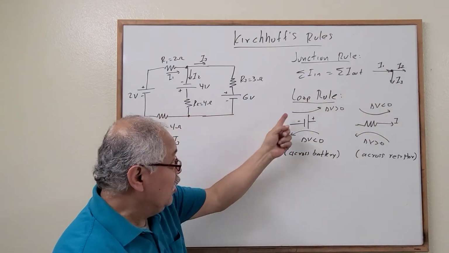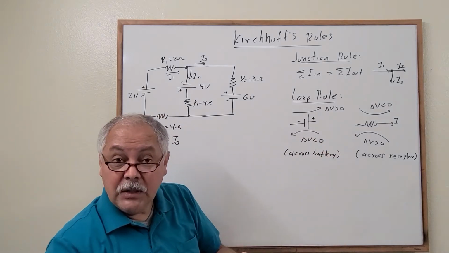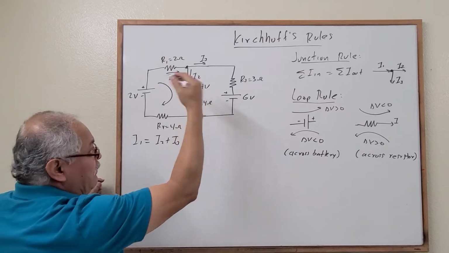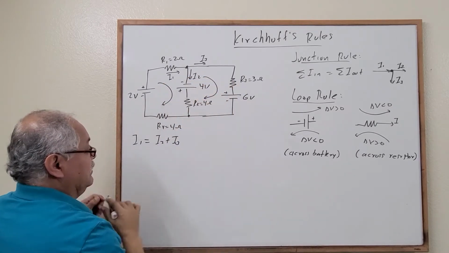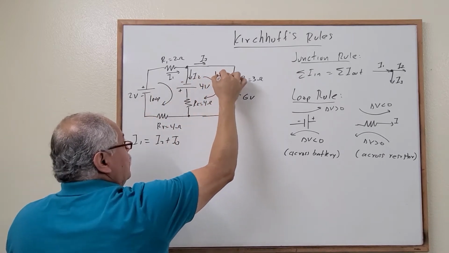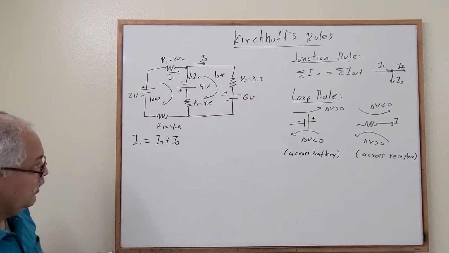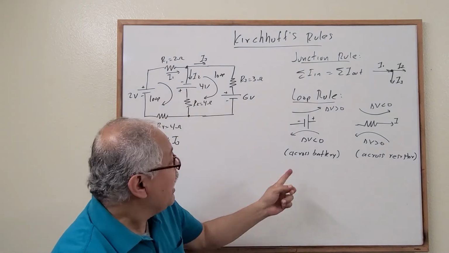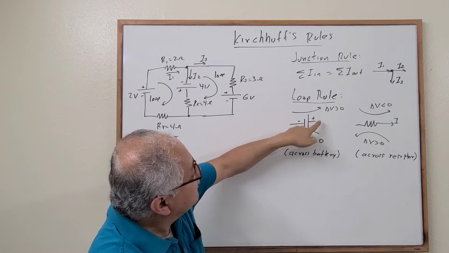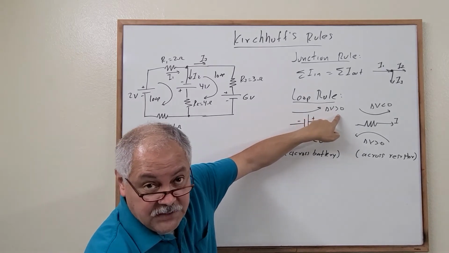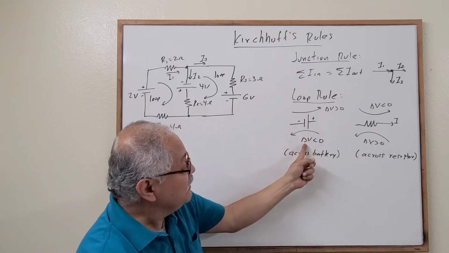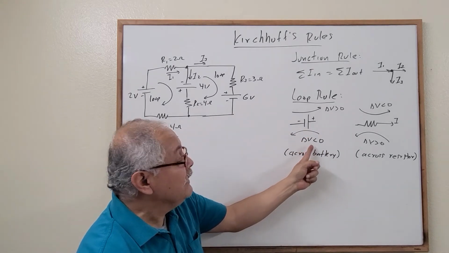Let's go to the loop rule. Means that we're supposed to make loops. We can make loops clockwise, right, or counterclockwise. Let's make it right here clockwise. We can call this loop 1, and we call this loop 2. Correct? And we have these rules across the battery. If the loop goes from negative to positive, the voltage drop is positive. If the loop goes from positive to negative, the voltage drop is going to be negative.